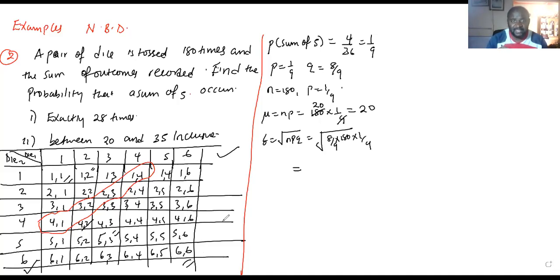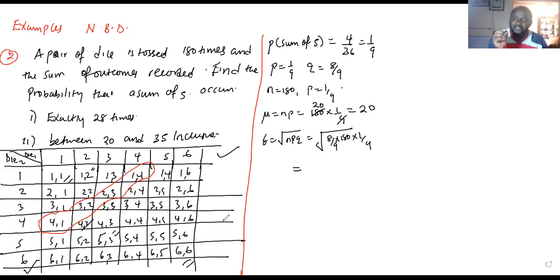But the question says, we want the sum of the outcomes that is being recorded to be 5. Find the probability that the sum is 5. Yes, please. I have not understood you. The sum of 5 is this one.